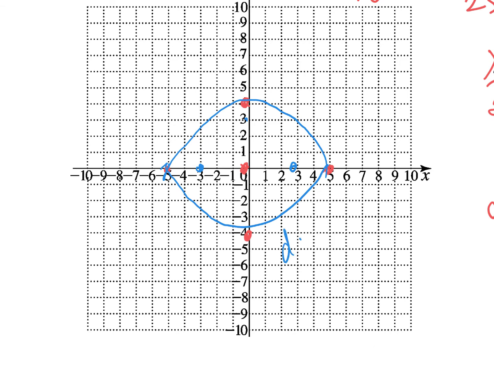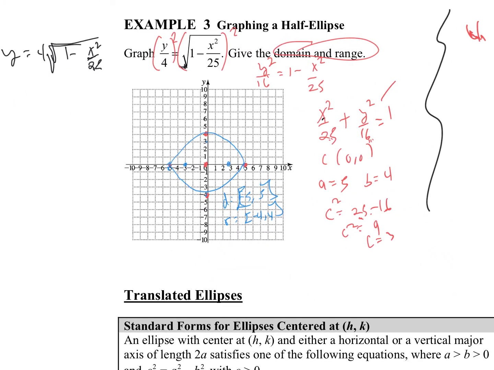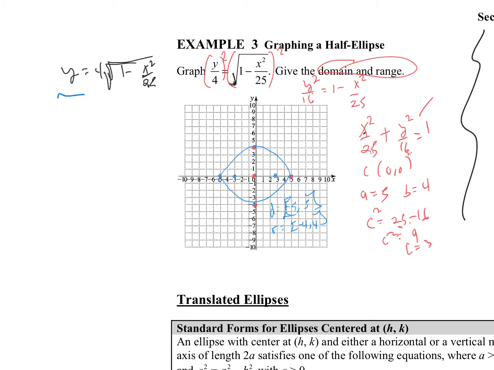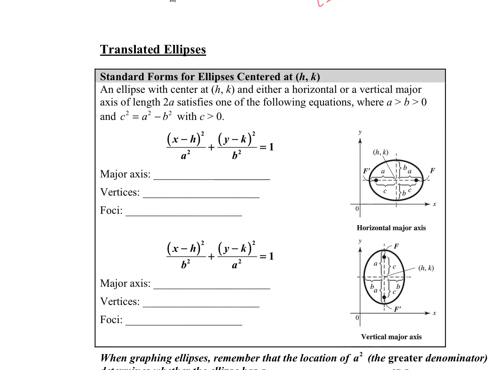Domain is all the x's between negative 5 and 5, including them. And the range is all the y values from negative 4 to 4. And I think I did everything he wanted. I even did extra. I even showed you how to graph it with your calculator real fast. All right, time to move the ellipse.